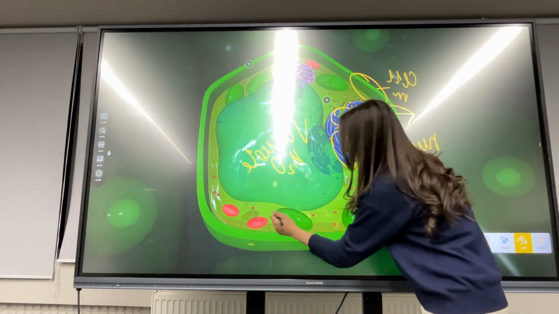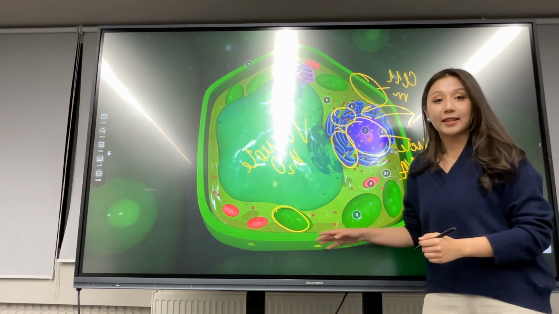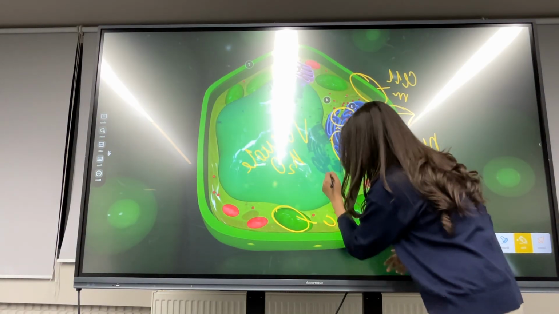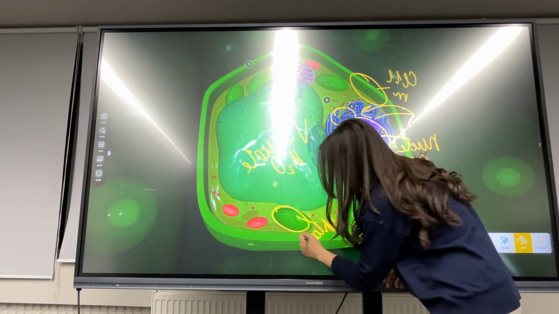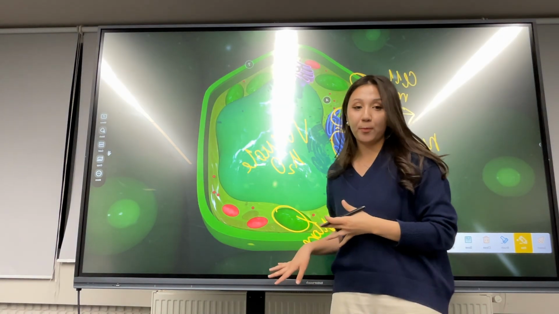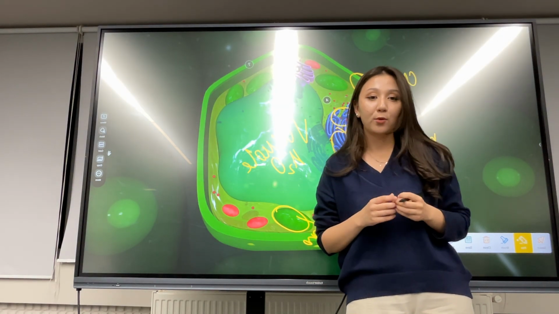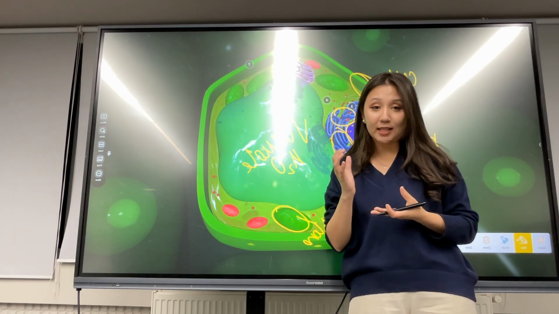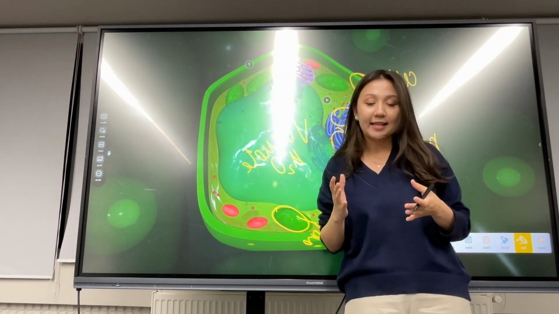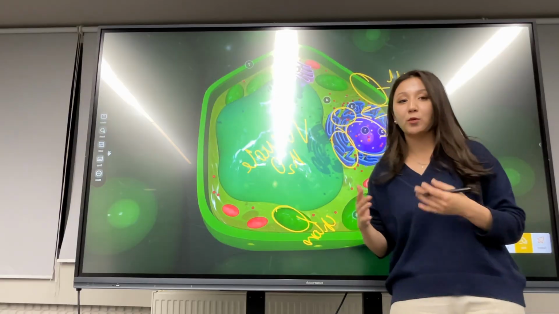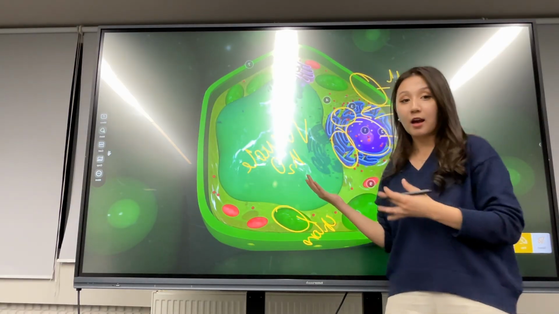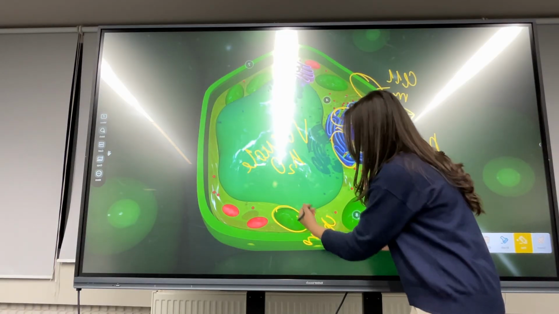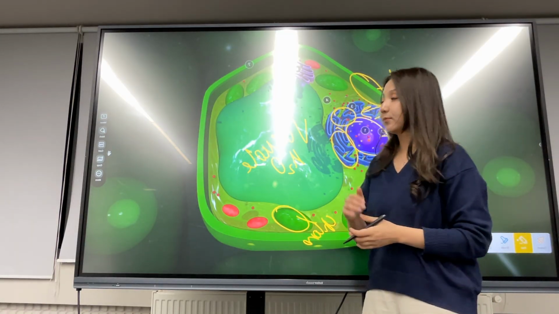And what about this green component? This green component is called the chloroplast. The chloroplast is responsible for making food with the help of sunlight. We call this process photosynthesis, and I hope in the future we will discuss it also. But now you have to know that photosynthesis happens in the chloroplast.